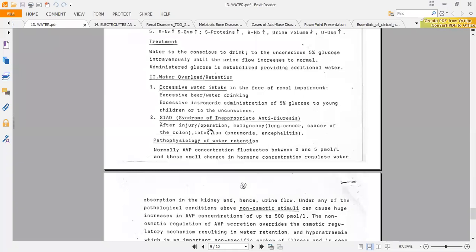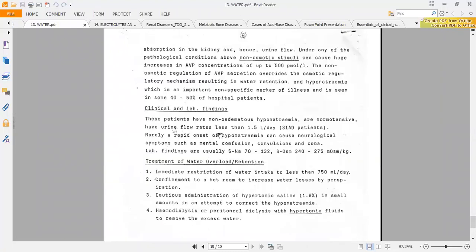I told you that someone who has an injury, someone who is losing blood, someone who has had surgery, someone who is in severe pain, all these things increase ADH secretion. But there are some cancers as well. Someone who has lung cancer, some of these cancer cells can produce ADH. And then usually some infections, lung infections and brain infection, can also stimulate ADH release. So with these ones, we get what is called the syndrome of inappropriate ADH release.